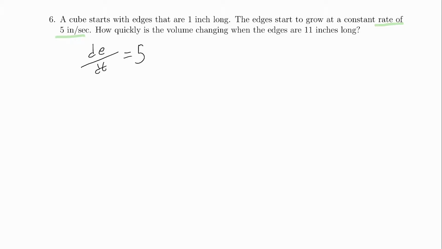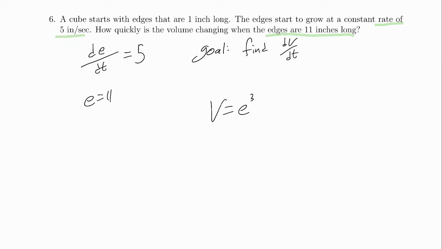And our goal is to find how quickly the volume is changing. So that means our goal is to find dV dt. And specifically, we're going to find it when the edges are 11 inches long. So that tells us that E equals 11. What equation relates volume of a cube to its edge length? Well, volume is just E cubed, where E is the length of the edges.